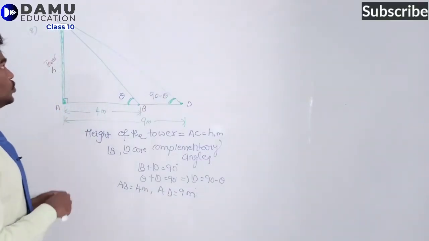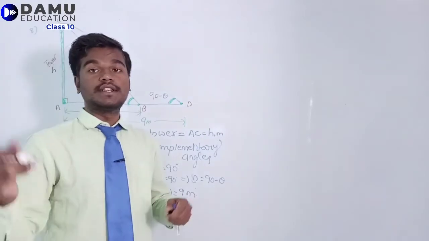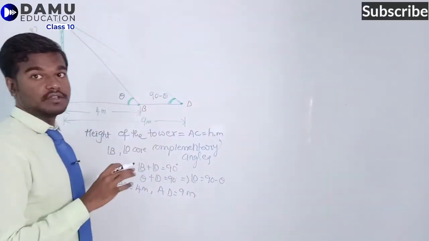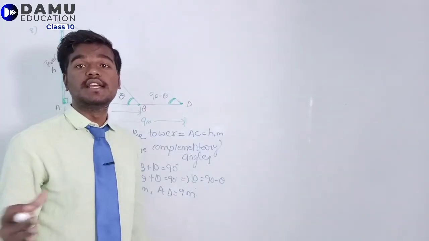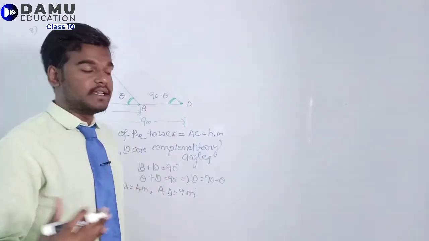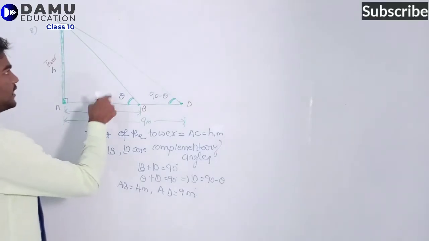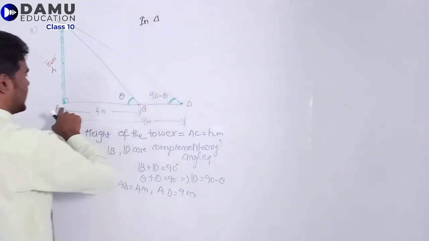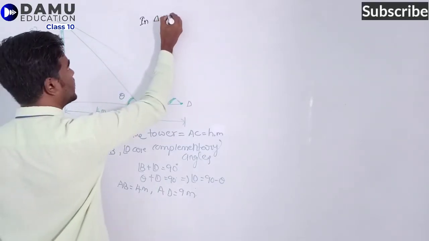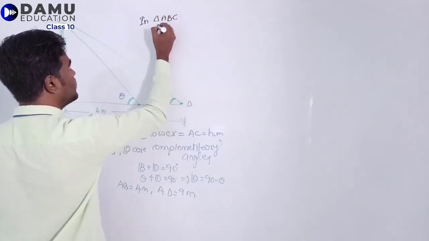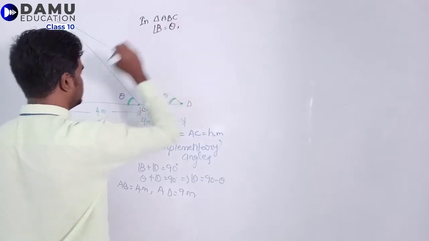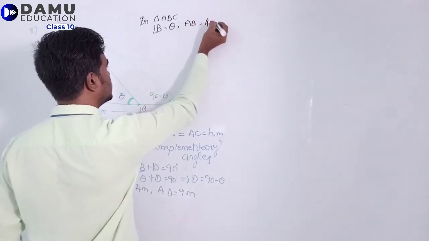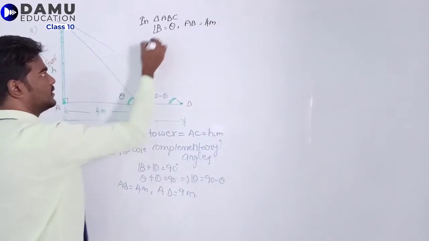From these we can calculate the distances and the height by using trigonometric relations. We don't know the angles of elevation, but we consider theta and 90 minus theta. So from the first triangle, triangle ABC, angle B is theta, and AB is 4 meters.